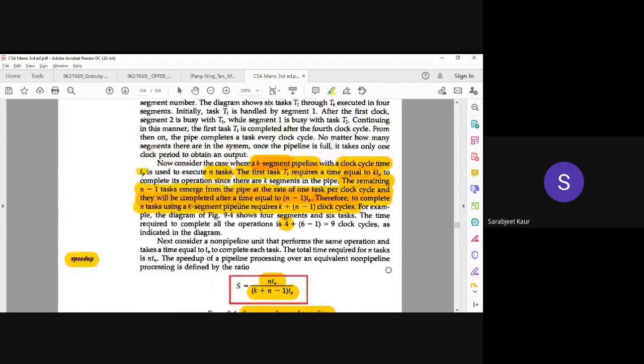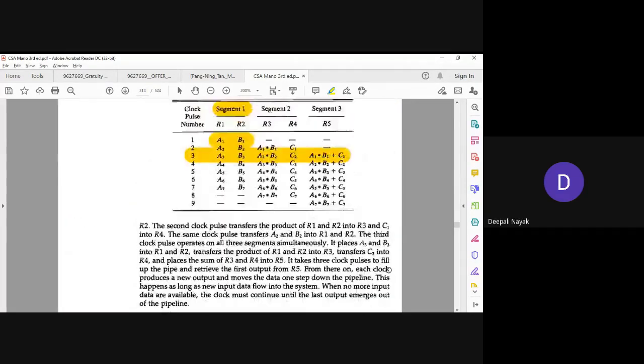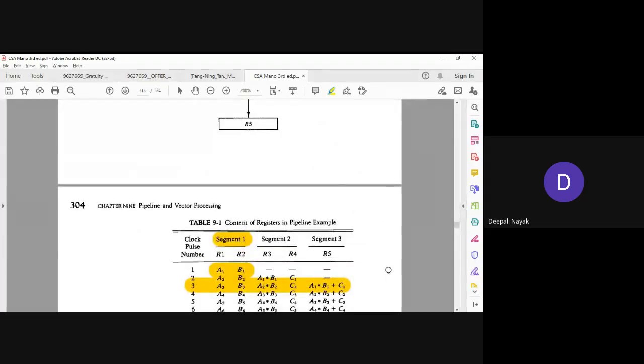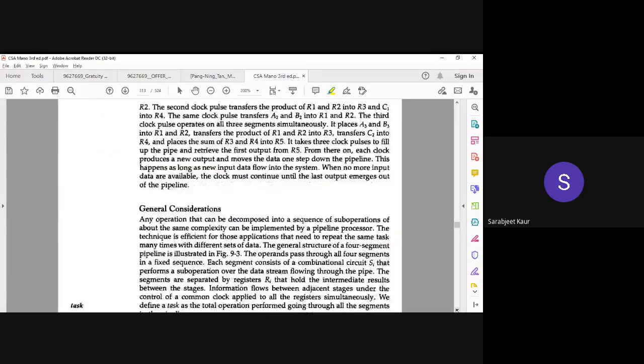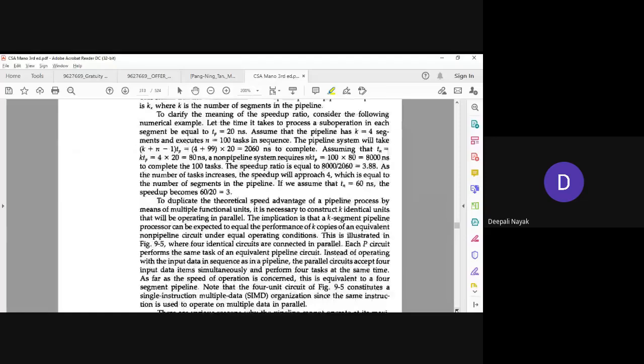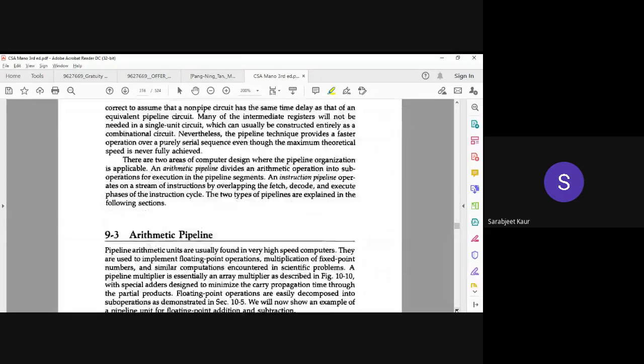Pipelining is a very easily scorable section. Student: Ma'am, what is S denoted here in this formula? Capital S. S denotes the speed up ratio.